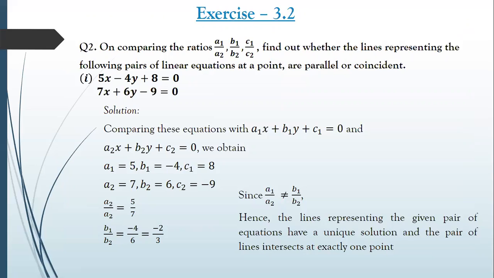So first we find A1 by A2, 5 by 7, B1 by B2, minus 2 by 3. They both are not equal, hence they have a unique solution and the lines intersect exactly at one point.